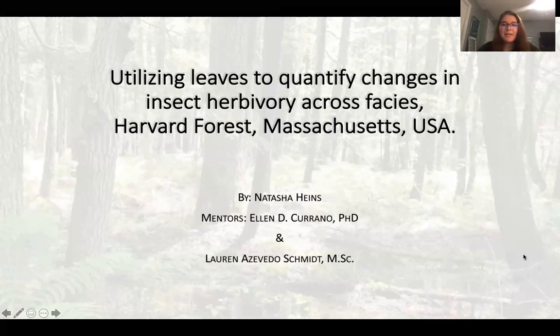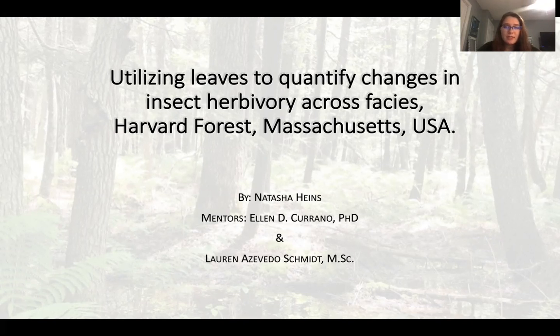Hello, everyone. My name is Natasha Heins, and my talk is about utilizing leaves to quantify changes in insect herbivory across facies in Harvard Forest, Massachusetts. I'm a senior biology student conducting research under Dr. Ellen D. Carano and Lauren Azevedo Schmidt.